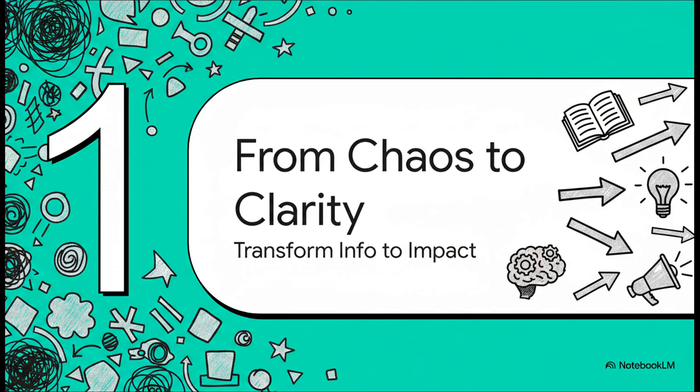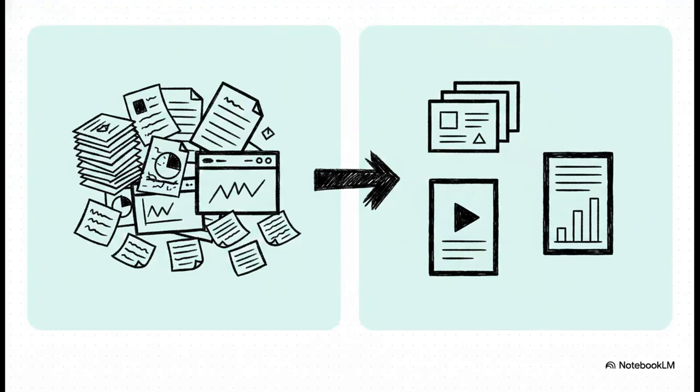So, first things first. Our main goal here is to get from that state of total chaos to a place of real clarity. And this isn't just about tidying up your notes. It's about building a system, a repeatable process that turns raw information into assets that actually make an impact. I mean, this is the transformation we're talking about right here. On the left, you've got the messy reality, a jumble of articles, web pages, your own notes. And on the right, that's the dream, a professional slide deck, a great video script, a super clear infographic. This workflow we're talking about, that's the bridge that gets you from one side to the other.